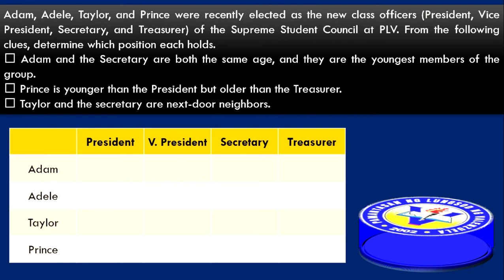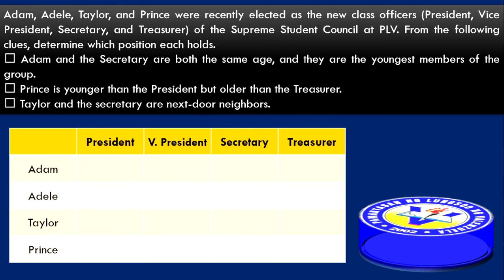Okay, to answer this, you need to construct a checklist with the names as rows and positions as columns, or it could be in reverse. There's no problem if you do the checklist with the positions as rows and the names as the columns. Okay, so now let's identify what are their positions given these three statements. So the first one here is Adam and the secretary are both the same age. Okay, they are both the same age.